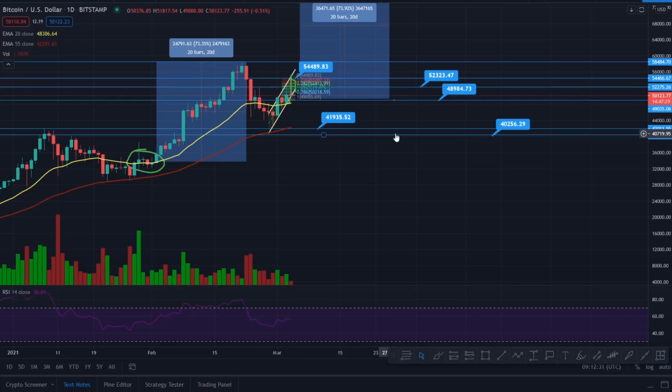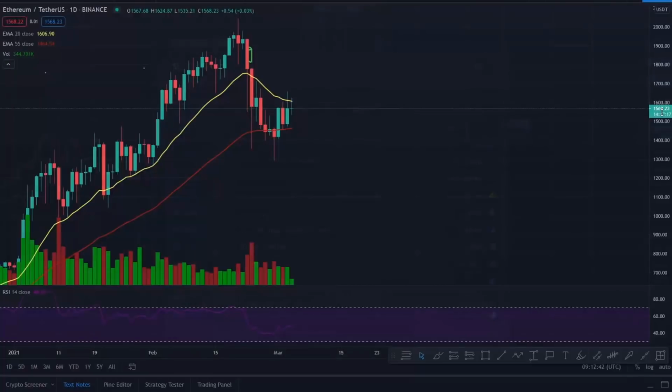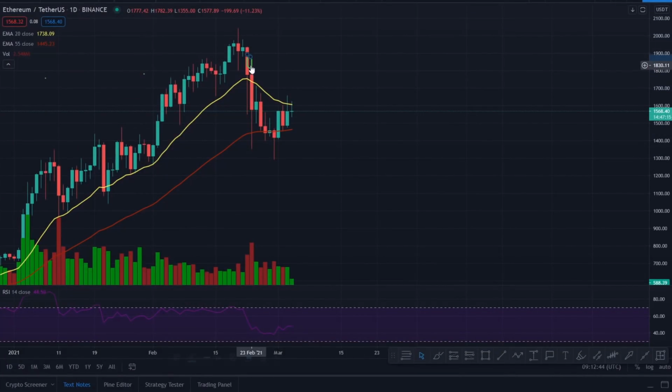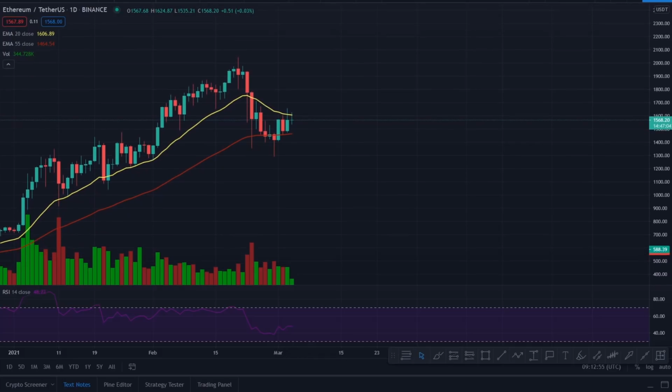I'm just going to jump onto the Ethereum chart right now. So Ethereum is being suppressed there. It's hitting the 20 EMA on the daily time frame as resistance. You can see that we do need the price action to get above the 20 EMA for us to be bullish on Ethereum, guys.